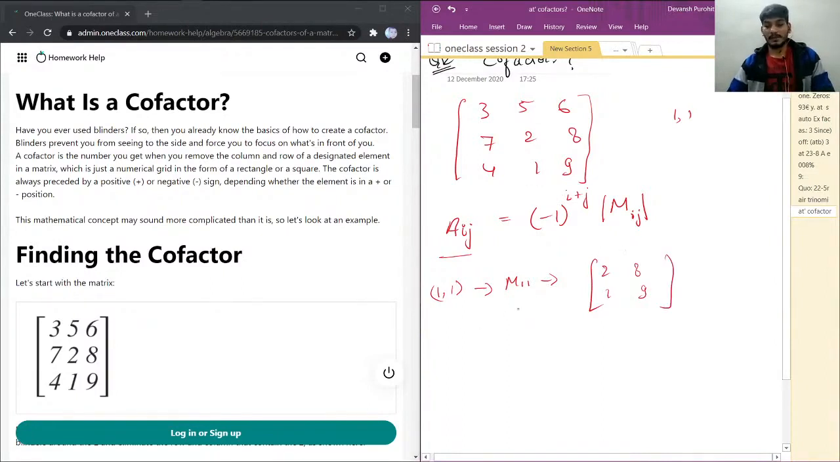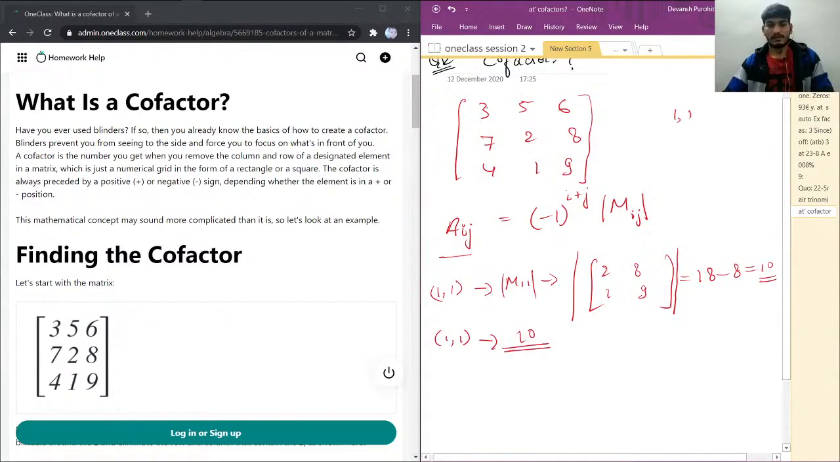Then I will take the determinant because we need to find the determinant. So this will be 2 times 9, which is 18, minus 8, and this will be 10. Now determining the sign of this term, what we'll do is that we'll just put 1 plus 1. This will become negative 1 squared, which will be positive. So this will have a positive sign. My cofactor is 10.